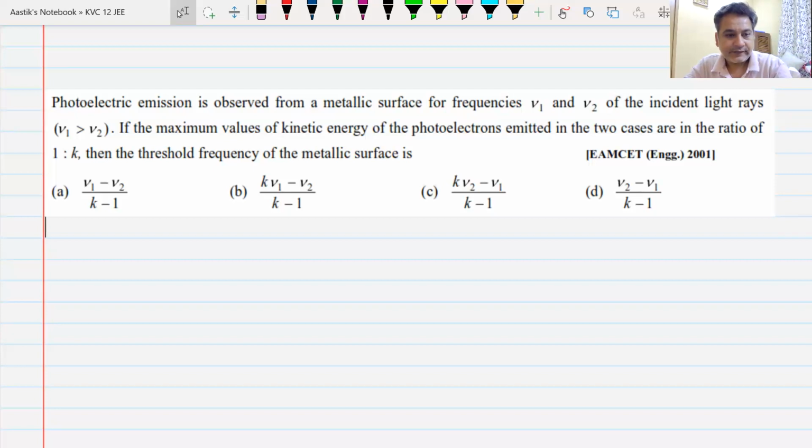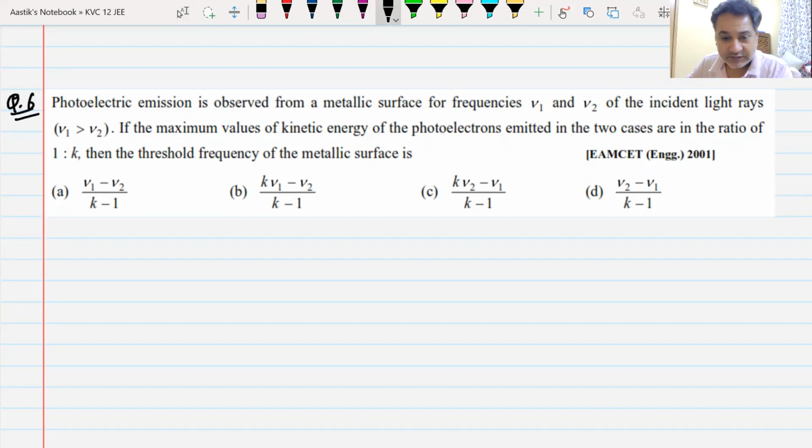Option B. Let me check. Option B looks good. Let me check with the answer sheet. Yes, option B is the correct answer. K times (F1 minus F2) divided by (K minus 1). That looks good. Well done.